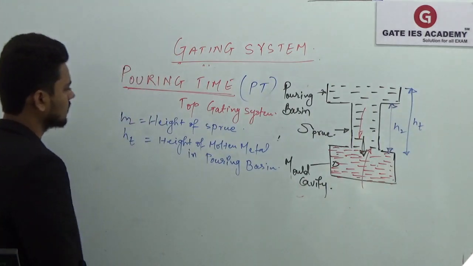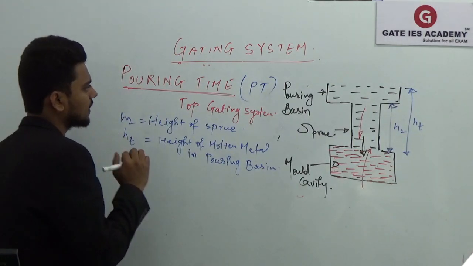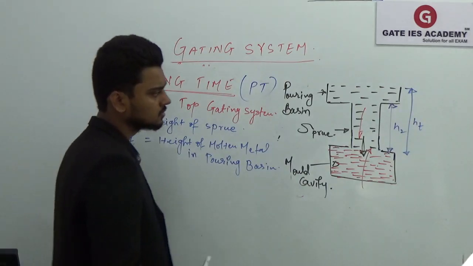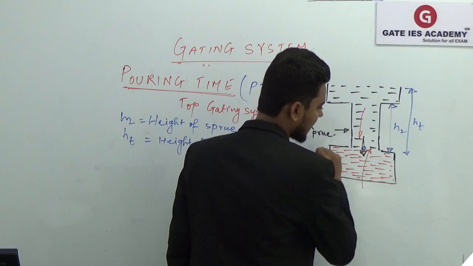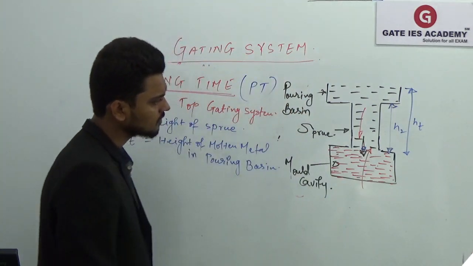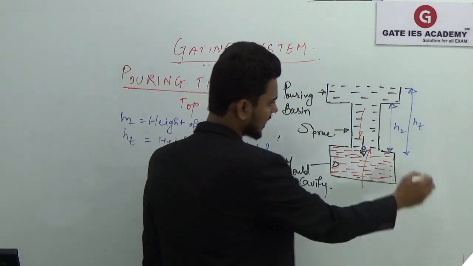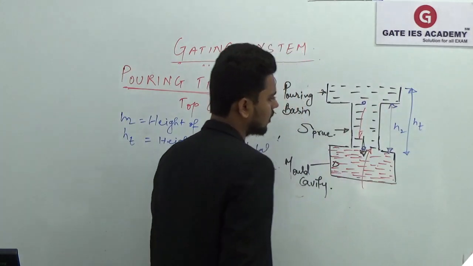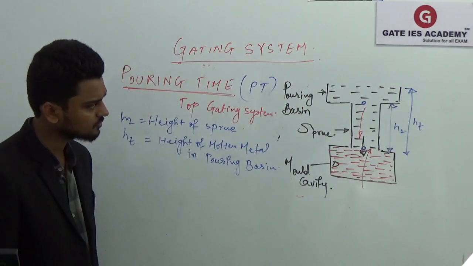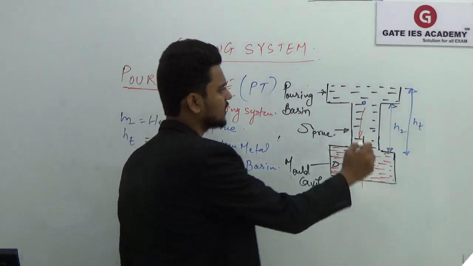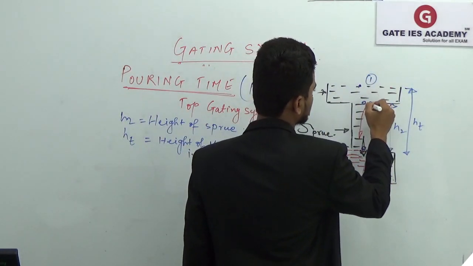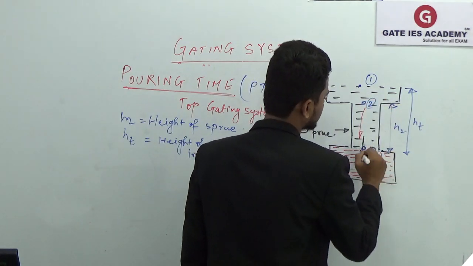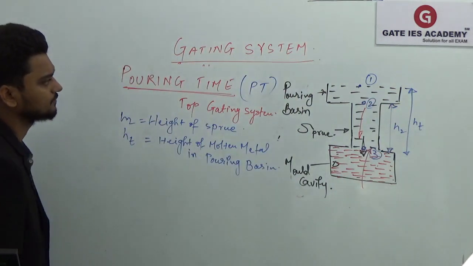Now before finding the pouring time, we'll find out the velocity of the molten metal at the exit of your sprue. We'll try to find out the velocity of the molten metal at the entry of the sprue, and obviously here the velocity will be 0. So this is your section 1, this is 2, and at the exit we have section 3.